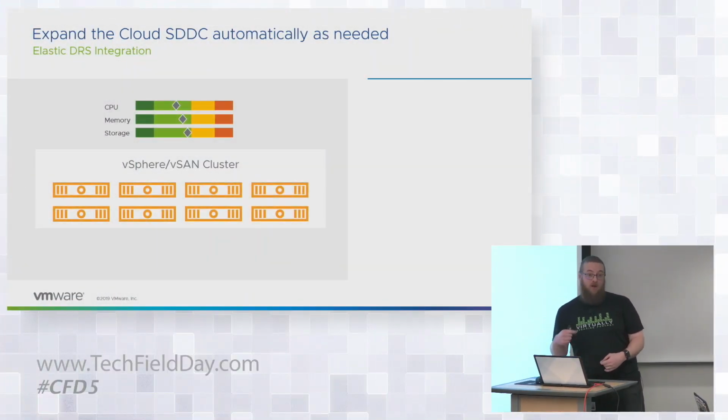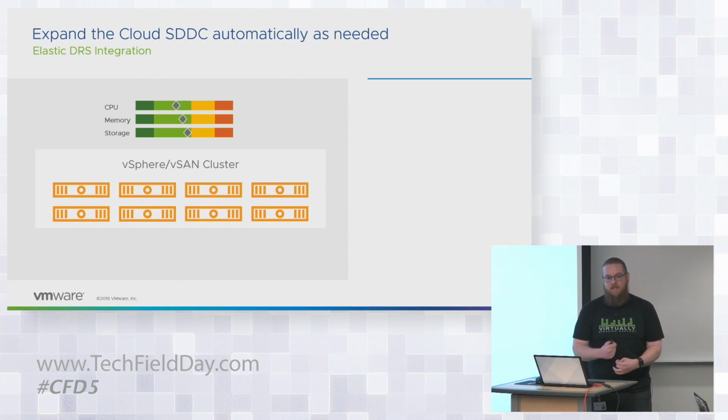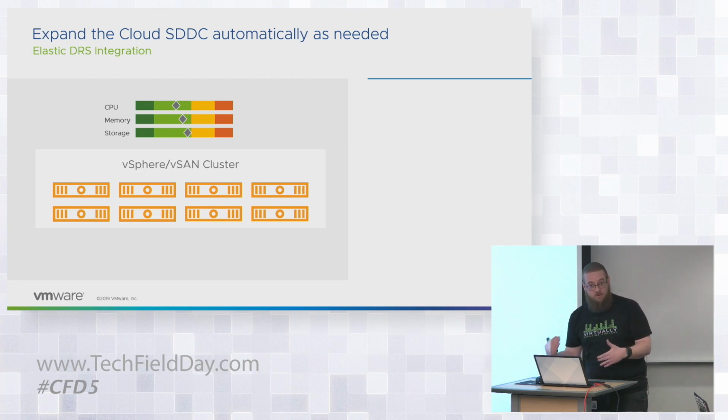I mentioned earlier that DPM is disabled, but we have something cooler. We call it elastic DRS. What it does is hook into that same DPM engine. It uses the same baseline. We still go through the same polling system and the same thresholds to figure out where we are from a cluster availability perspective. But the way that we respond to those is a little bit different.